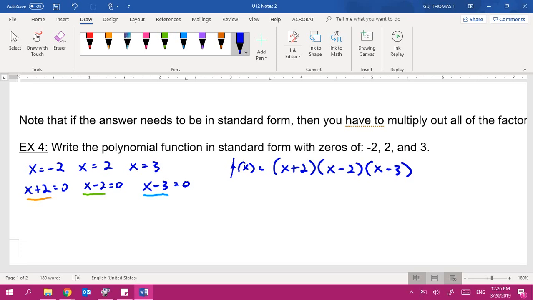Just pick 2 parentheses and multiply them together first. So I'm just going to do x plus 2, x minus 2. Let's multiply them. How do I multiply the two polynomials together, though? Distribute. So we're going to do x times x, which is x squared. Then we're going to do negative 2 times x. Yep, minus 2x. Then we have the positive 2 times x.